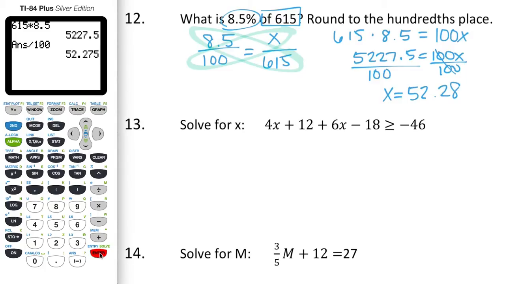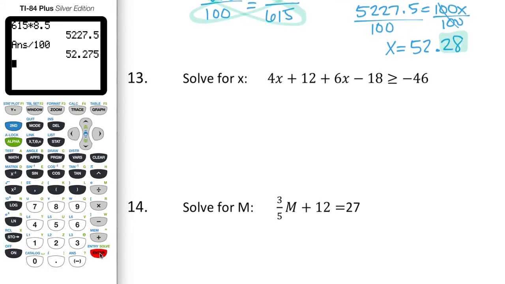52.28. It's 28 because it asks us to round to the hundredths place. So our hundredths place is going to be 2 decimal places in. So you should have gotten 275, but when you round up, it's going to give you that 28 right there.